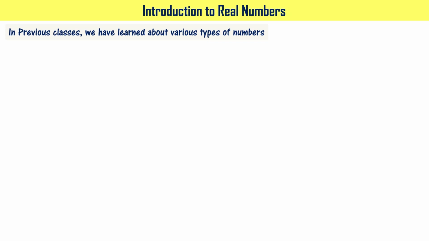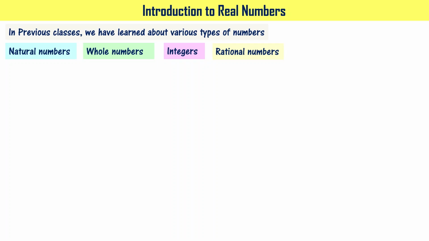In previous classes, we have learned about various types of numbers that are natural numbers, whole numbers, integers, and rational numbers, right? Don't worry, even if you don't remember these numbers, I'm going to do a quick brush up of this so that you will understand what it means by natural numbers, whole numbers, integers, and rational numbers, so that we can understand real numbers. Okay.